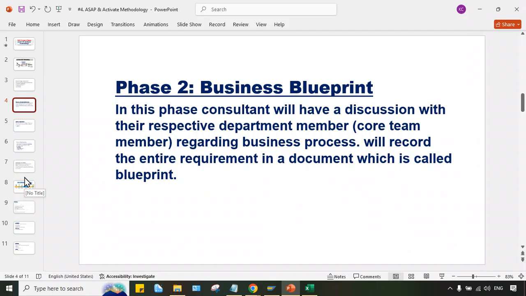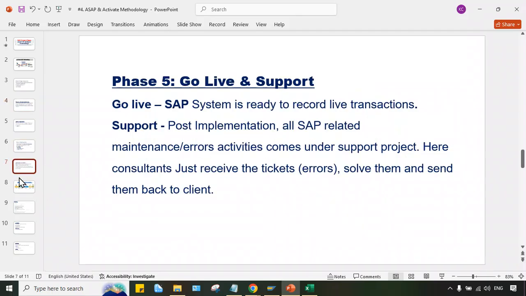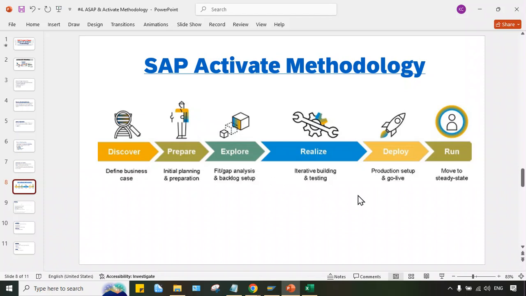If anybody asks during an interview, you cannot say that no, we didn't follow this methodology, right? You need to know and you have to explain. So now, ASAP is completed. Now we'll talk about Activate methodology.